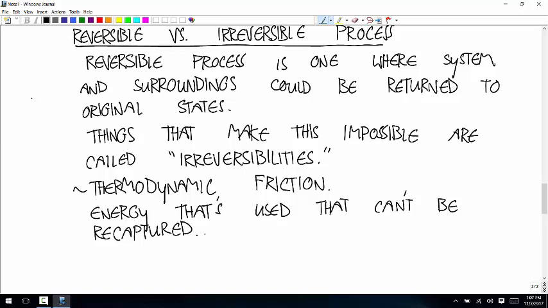So, for example, friction-wise, if you let a box slide down an incline, that energy doesn't disappear. It goes into sound and temperature change. But capturing that change in temperature and those sound waves and using them to help move the box back up the ramp isn't possible. And it's the same idea with this. The energy isn't gone, but it's not usable anymore.